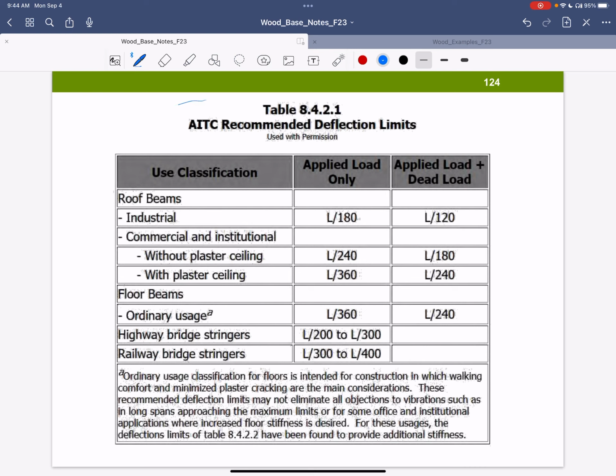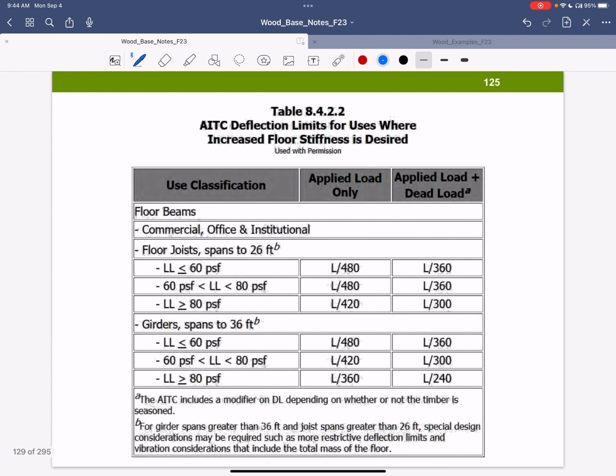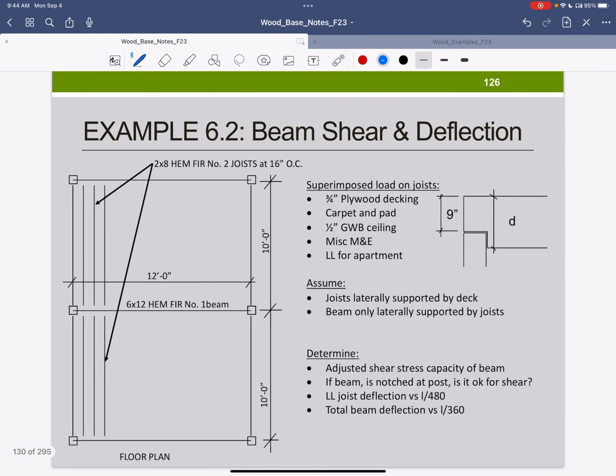These are the ones from AITC that include all lumber pieces, and so roof beams, you can see in here we get up to the 400s, railway bridges. This is a big generic one. And increased floor stiffness. So where I need increased floor stiffness, now I'm up into the 480s. Sorry, got allergies badly today. Up in the 480s. Okay, so you'll know what deflection limit applies by the tables I give you, or I'll just give you the deflection limit.